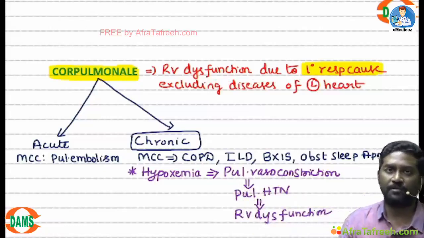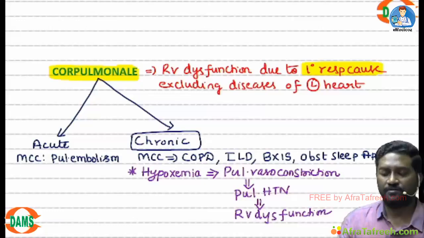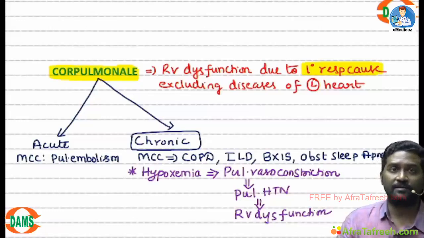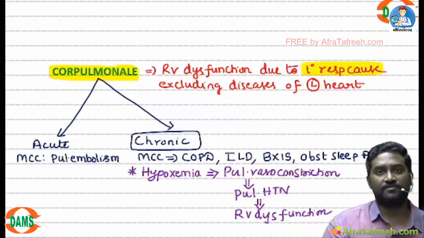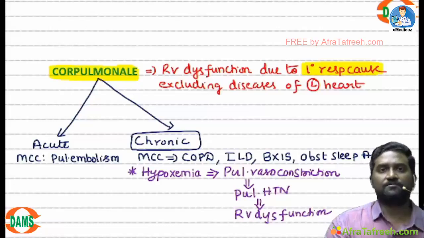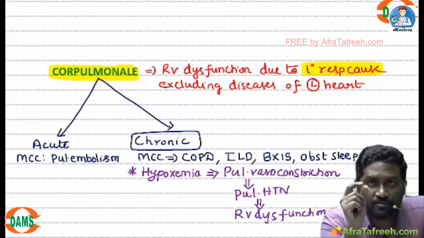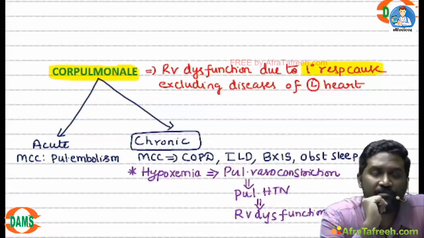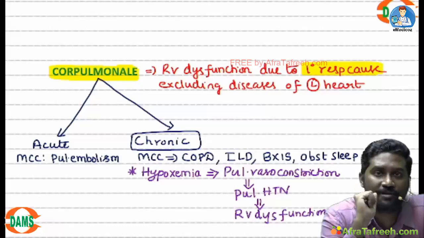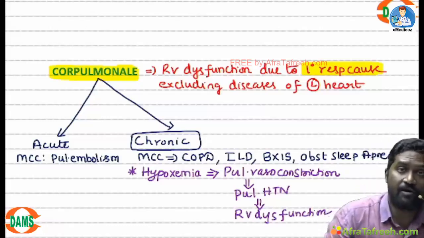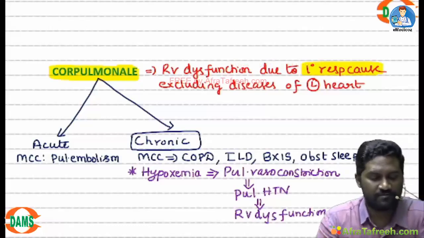It is cor pulmonale. Now we have understood the predisposing factors of pulmonary embolism and also the clinical manifestations of pulmonary embolism. Now putting these two together, there is a scoring system by which you can know the likelihood of pulmonary embolism. So what will be the chances of a patient to have pulmonary embolism? So this is called as Wells scoring system.